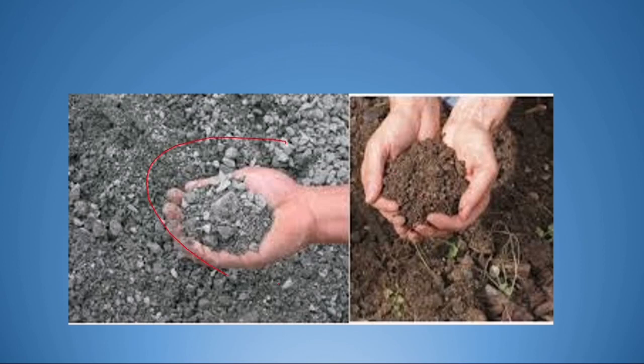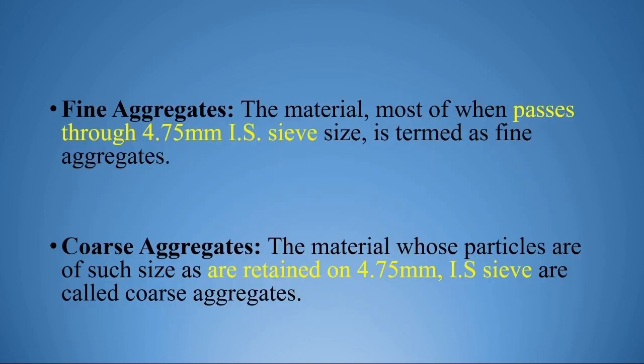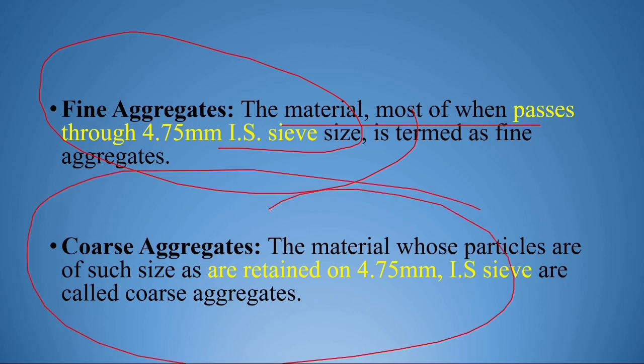Okay. So on the left hand side, what we can see is the coarse grain material, and on the right hand side, this is fine grain. So what is the definition of fine grain? The material that mostly passes through a 4.75 mm sieve is termed fine grain, and when it is retained on the 4.75 mm sieve, it is coarse grain. Fine. Okay. Let's meet in the next video. Thank you.